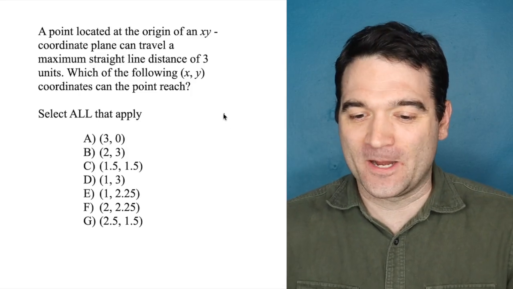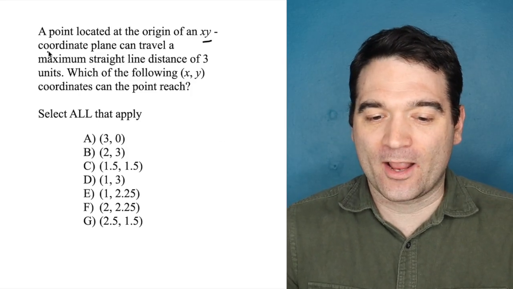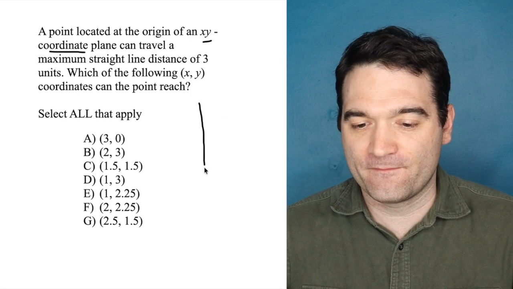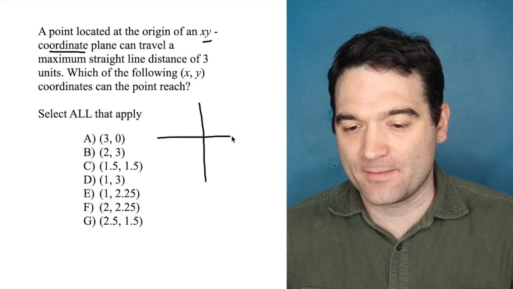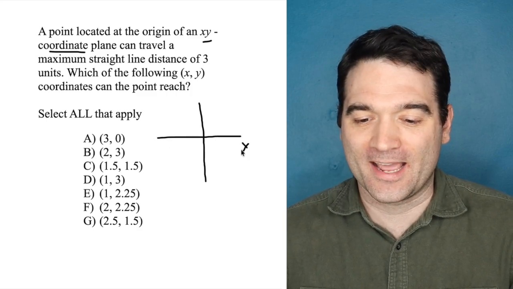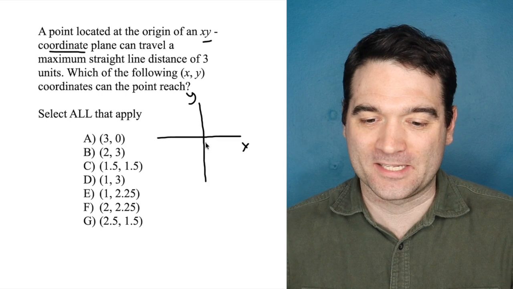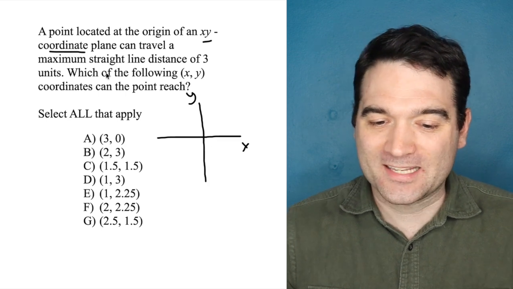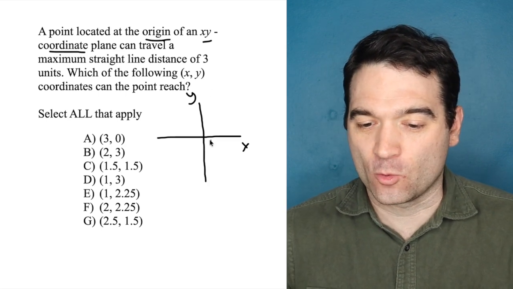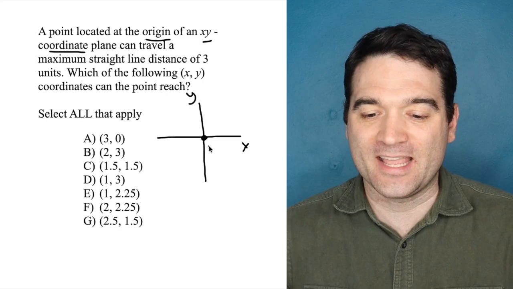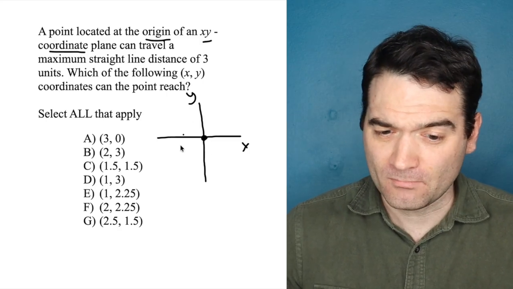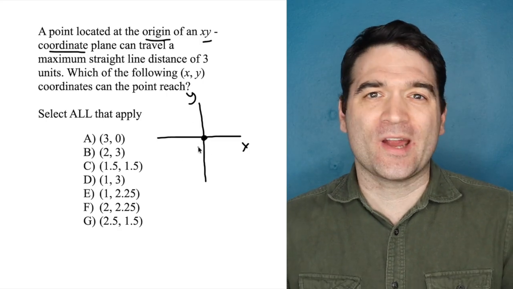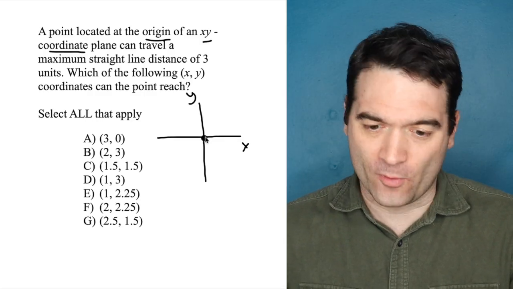All right, let's get into it here. So we're dealing with an XY coordinate problem. And the first order of business, in my opinion, is to draw an XY coordinate plane. It just helps to visualize it. And what we're told is that we have a point located at the origin. That's the point 0, 0, right? Dead center of that. And it's allowed to travel a straight line distance of 3.